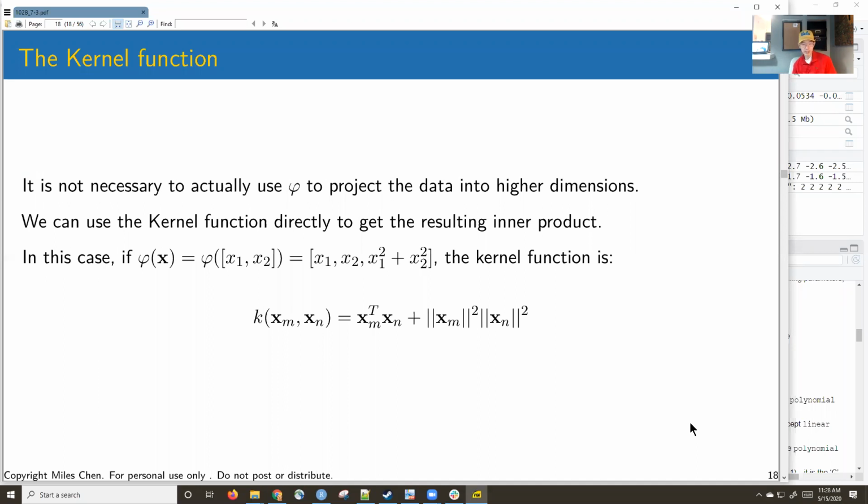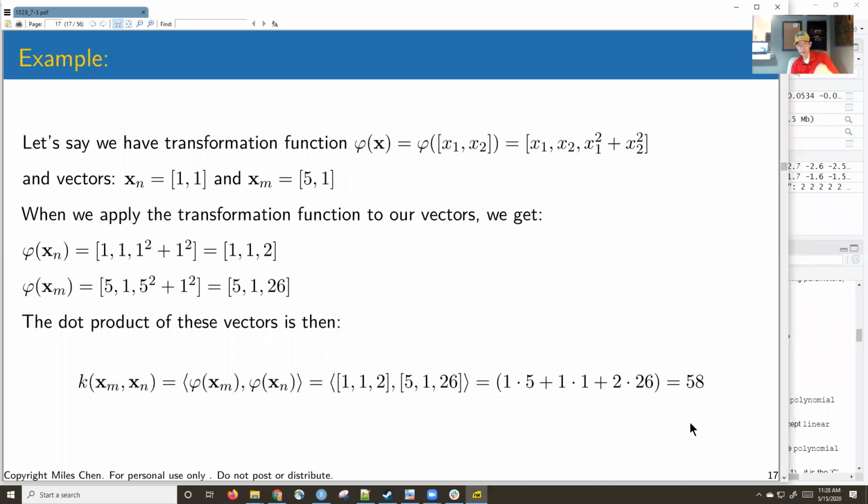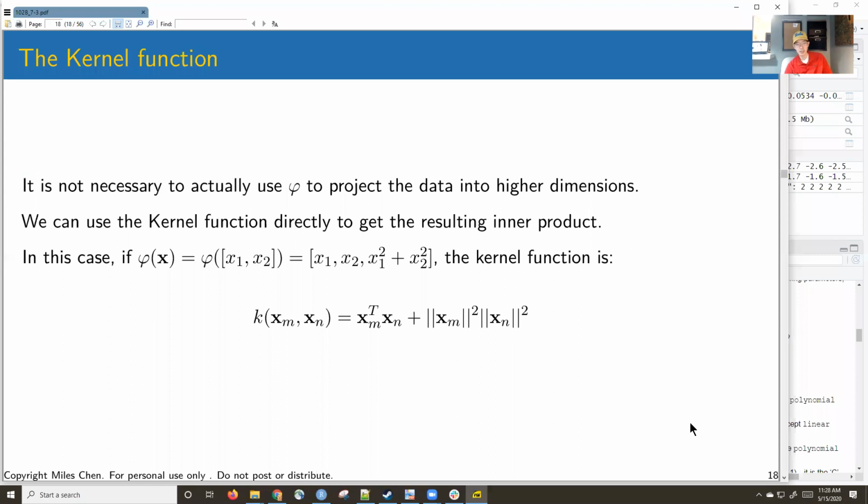So here's the thing. You don't actually need to know what this transformation function phi is, okay? This was an illustration, and we can see how it worked. But you don't actually need to know the transformation function phi. If our transformation function phi is this, the kernel function can also just be expressed as this. We can say the kernel function is the inner product of these vectors after we've transformed them, but the kernel function can also just be expressed as an expression of the original vectors themselves.